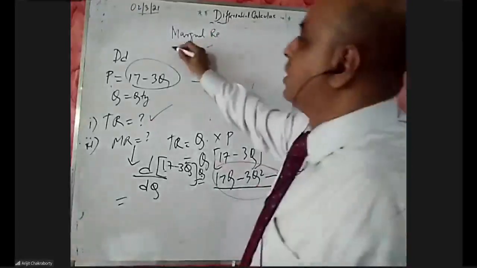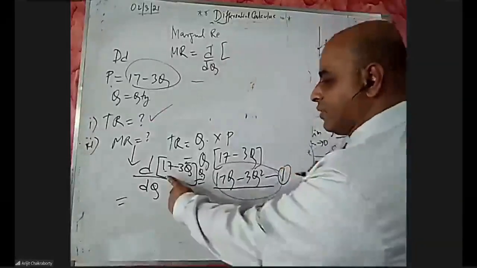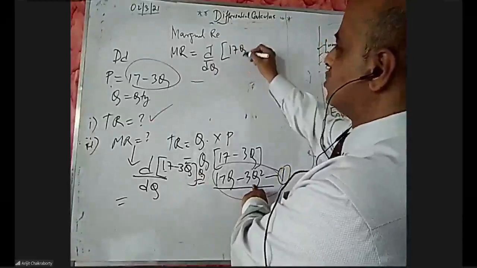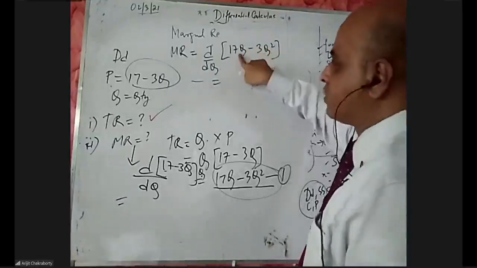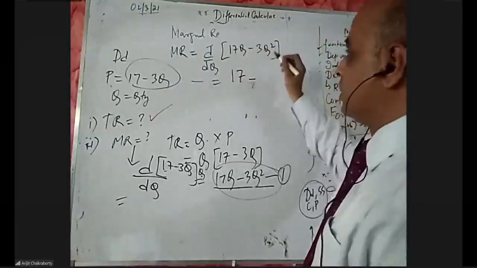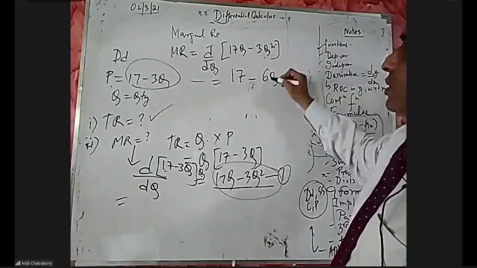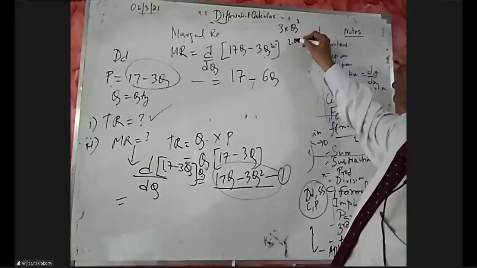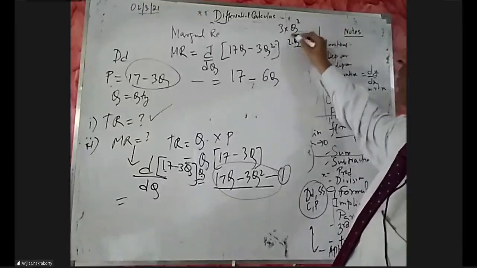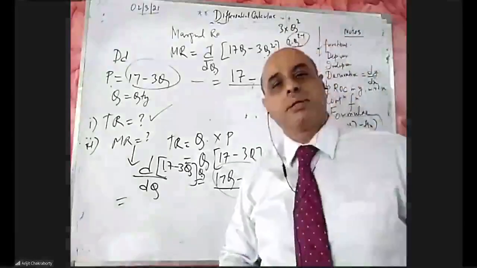This chart I can remove now. I can solve it here. So marginal revenue, MR, is equal to d/dQ of 17Q minus 3Q square. This is equal to 17Q, d/dQ of 17Q is 17. So I write 17 minus d/dQ of 3Q square, which is 6Q. 3 into Q square, so 2 into Q to the power 2 minus 1 gives you 2Q, and into 3 is 6Q. So 17 minus 6Q is nothing but the marginal revenue.